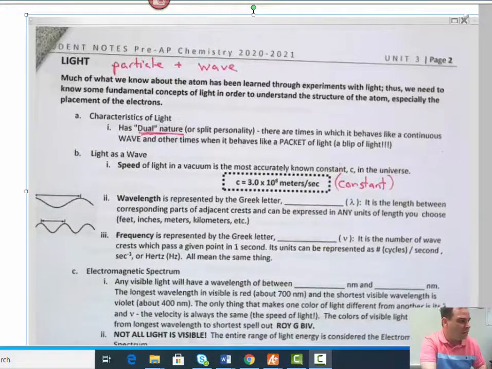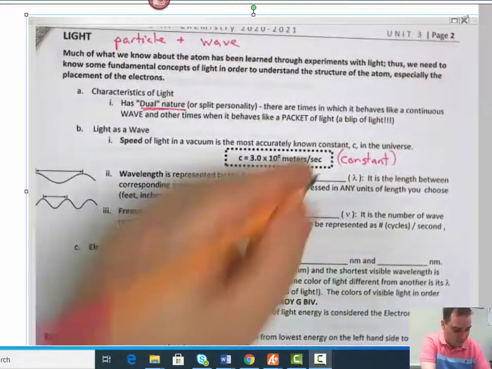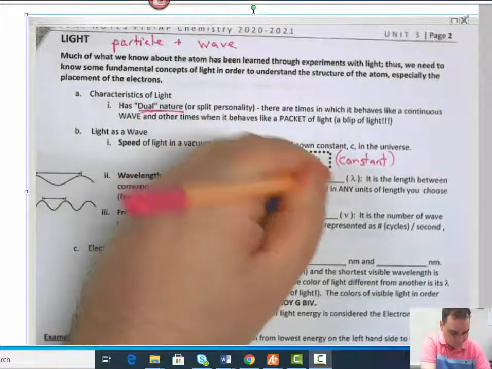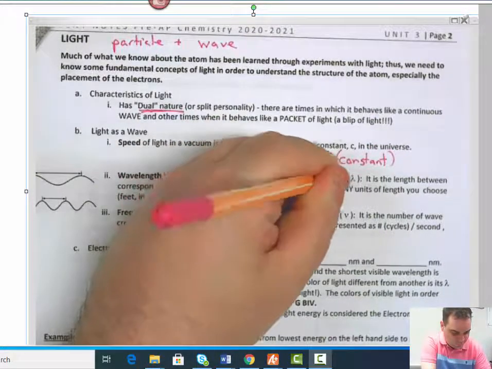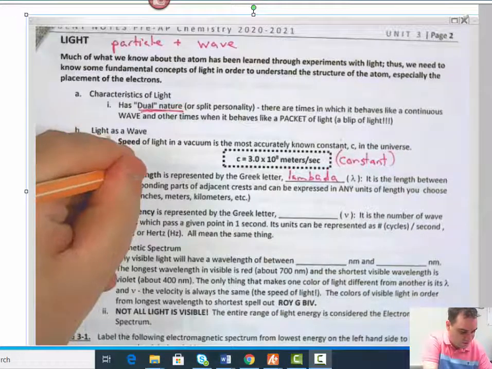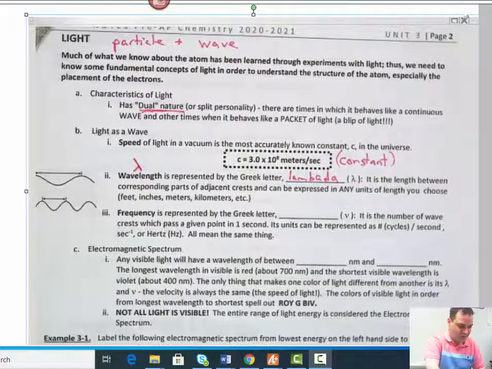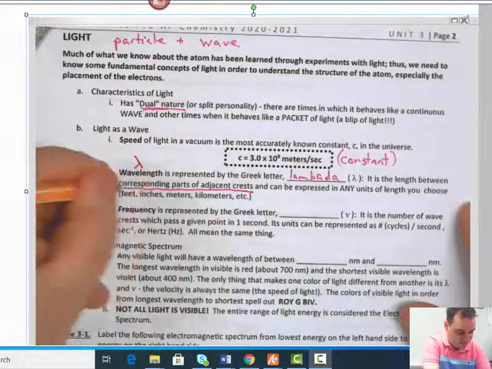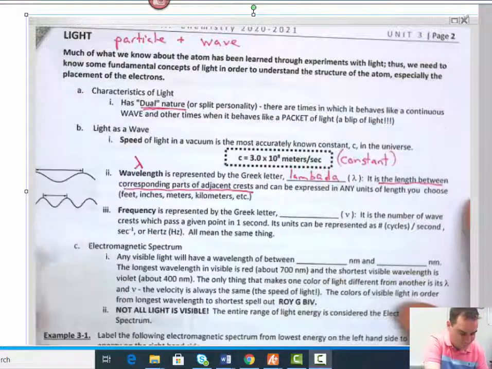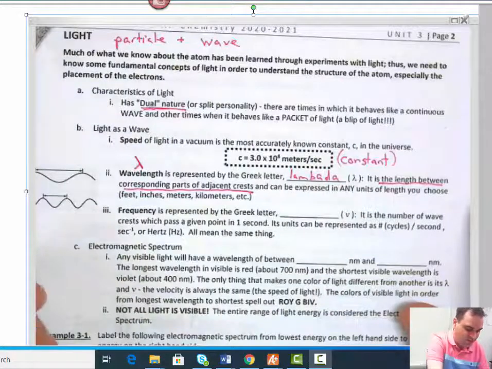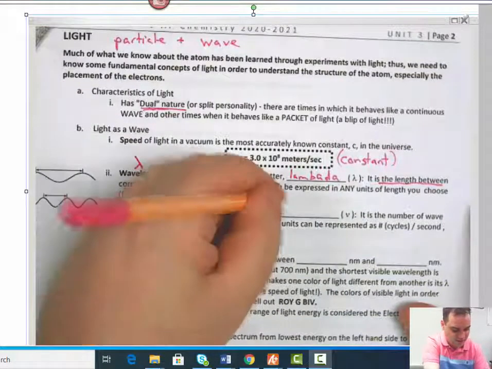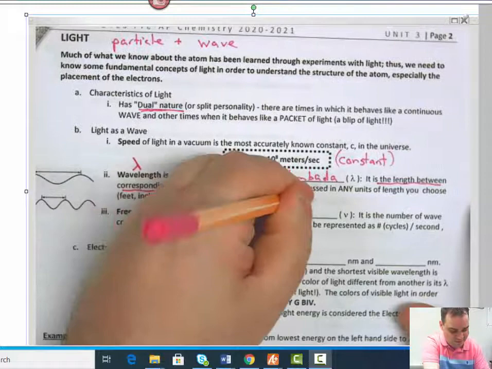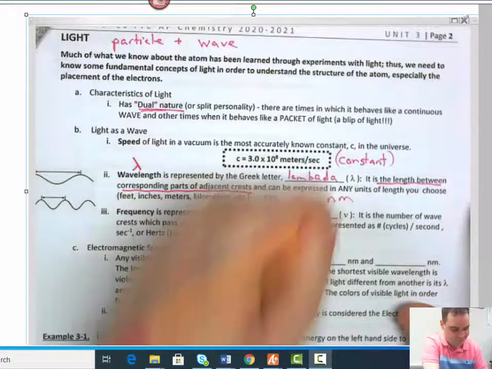Okay. Wavelength is represented by the Greek letter lambda, which is this upside down Y thing right there. It is the length between corresponding parts, adjacent crest to crest. Okay, you can use any length units. Usually it's going to be in meters or nanometers for us.